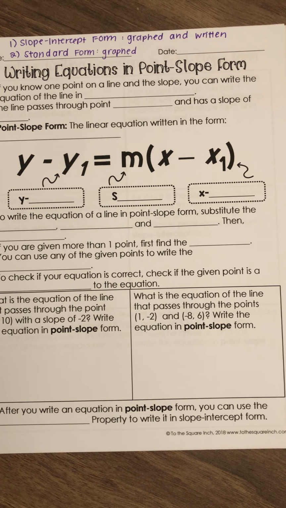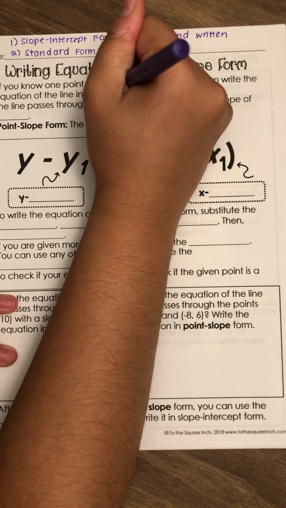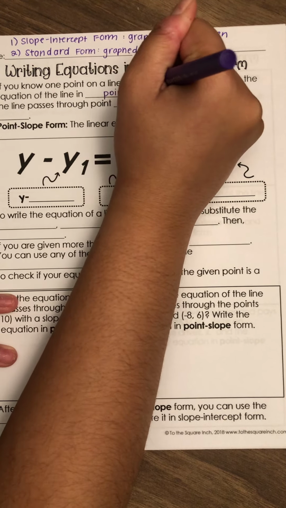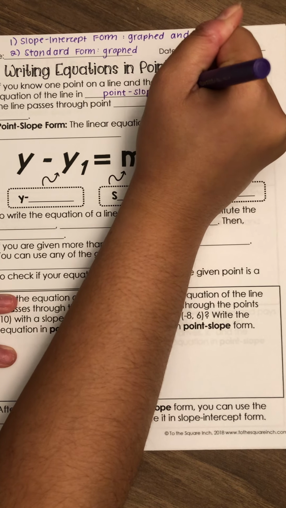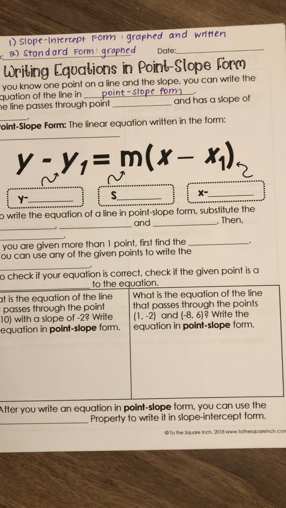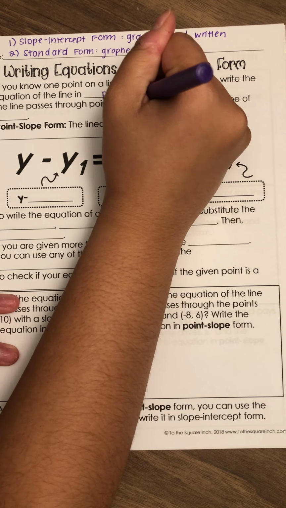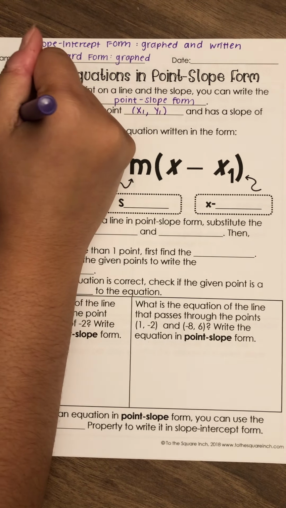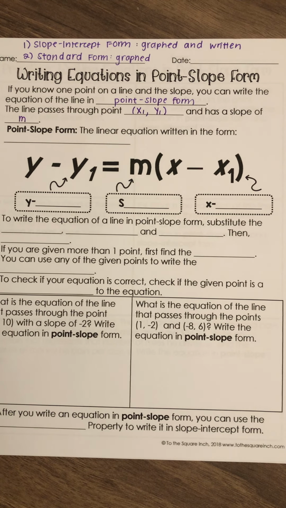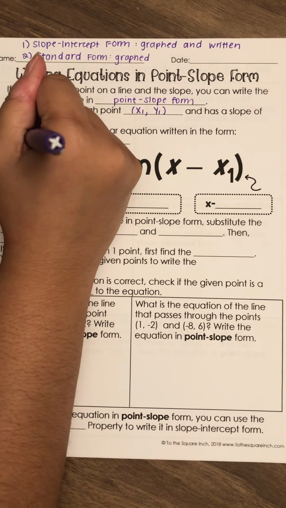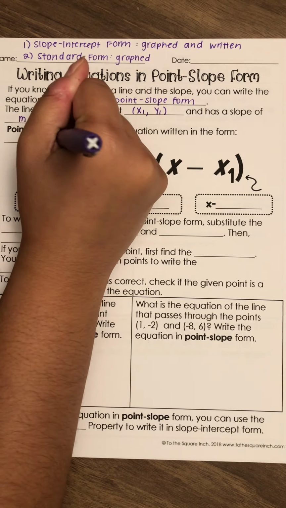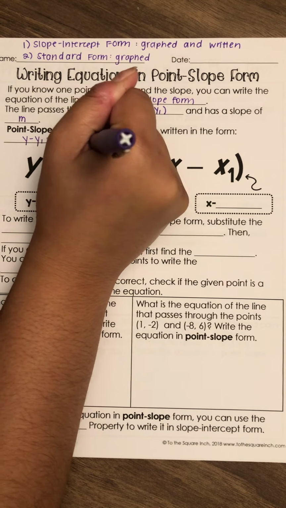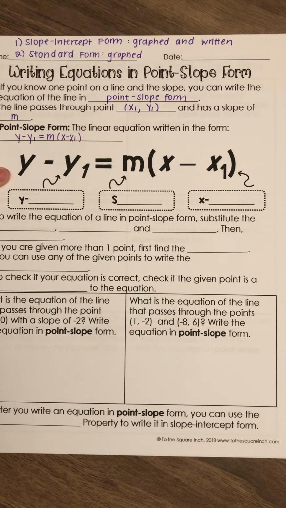So if you know one point on a line and the slope, you can write the equation of the line in point slope form. The line passes through the point, what we're going to call x1, y1, and has a slope of m. So in point slope form, the linear equation is written in the form y minus y1 equals m times x minus x1, which is this big equation written here in the black.